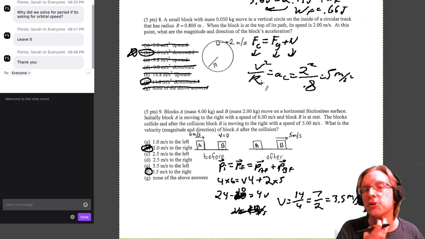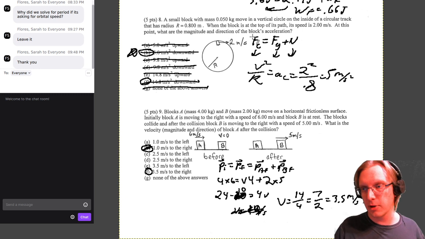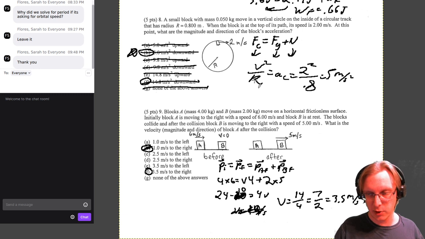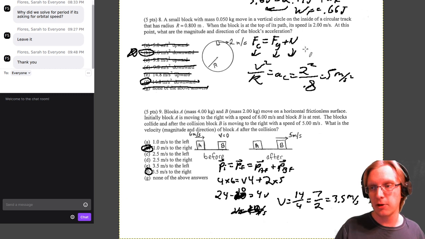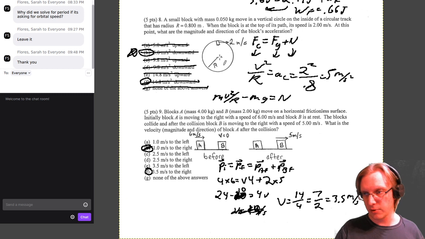This question asks, what is the direction of the block's acceleration? And so I know that the acceleration is just the centripetal acceleration, v squared over r. If the question had instead been, what is the normal force applied to this? Let me pull up, let me see here. If it instead asked for the normal force, then I would have to go mv squared over r, and then minus the mg, and then normal would be this, and then I could find out what that is.